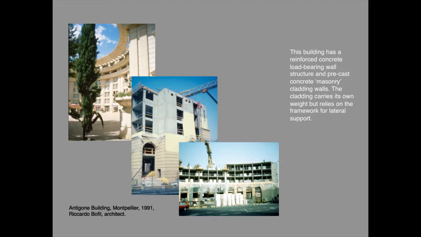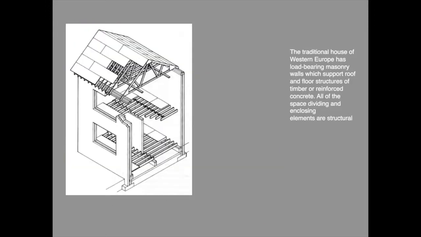The structure of this building is therefore fully integrated with space-dividing and enclosing functions. The humble brick and timber house has a quite complicated relationship between space-dividing and enclosing and structural elements. The timber floor joists are structural and support the floor surface and ceiling elements, which are non-structural.